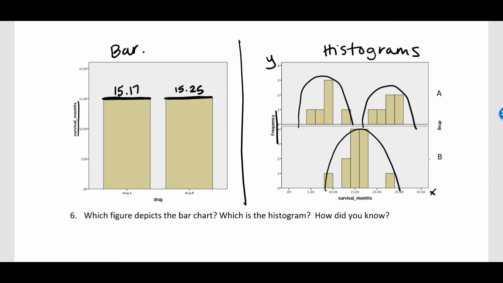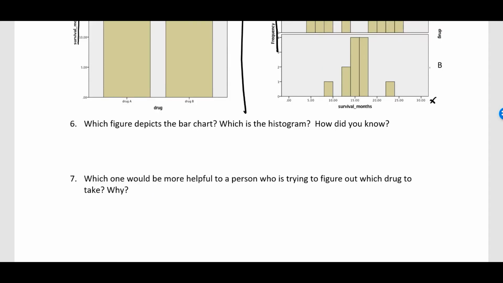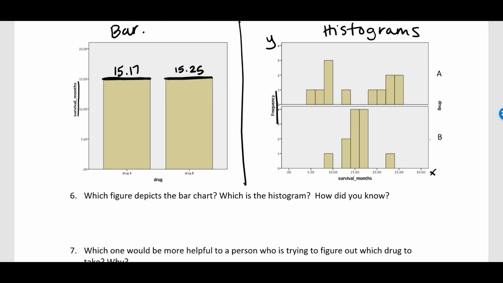So the histograms in this case really give us a lot more information than just looking here at the bar chart. So for number 7, which one would be more helpful to a person who's trying to figure it out? I would argue the histograms would be more useful because you get more information. You get a clearer, fuller picture of what's really happening.